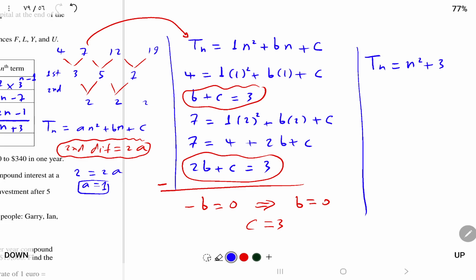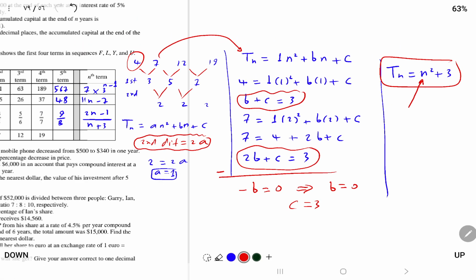To check whether this equation is right or wrong, we have to replace the terms in the equation and see whether we get the same sequence or not. So if you replace 1 here, 1 squared plus 3, you get 4. This is correct. If you replace 2, you must get 7. 2 squared, 4, plus 3, you get 7. 3 squared, 9, plus 3, you get 12. So this means that is the formula for this sequence.